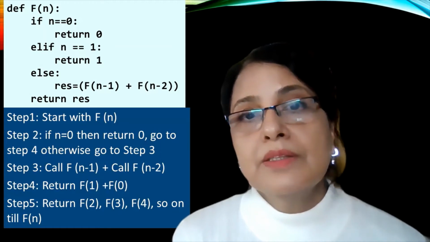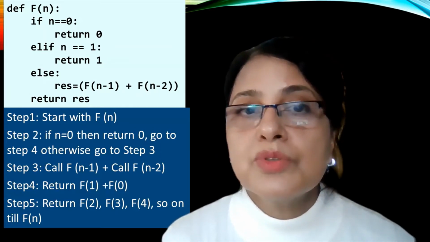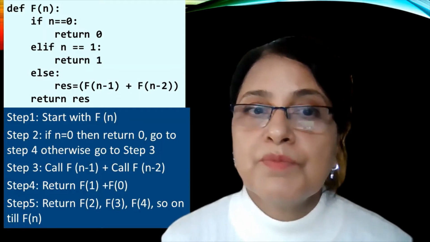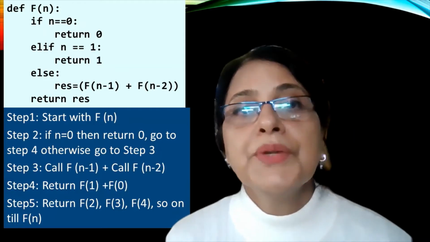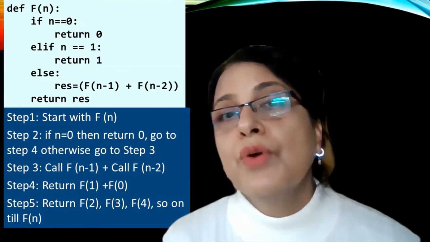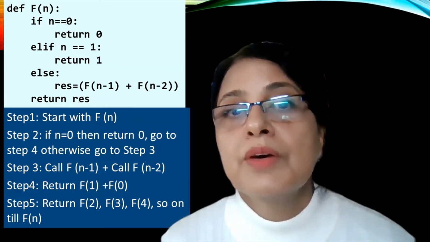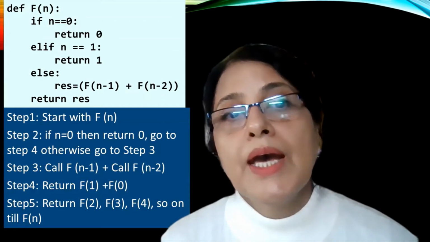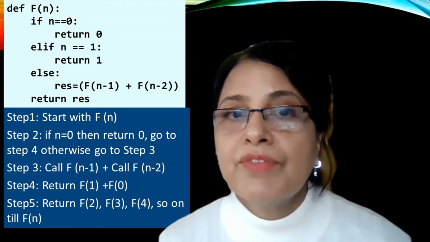Now, if we look at the algorithm, we start with Fn, and if n is equal to 0, it will return 0, go to step 4, where we are going to return F1 plus F0. Otherwise, it will go to step 3, where we call the function for Fn minus 1 added to another function called for n minus 2, and that will be repeated till we reach Fn.